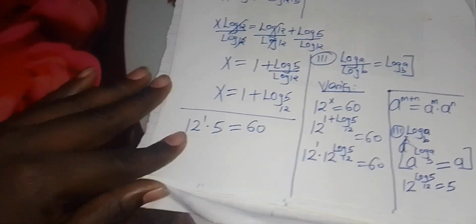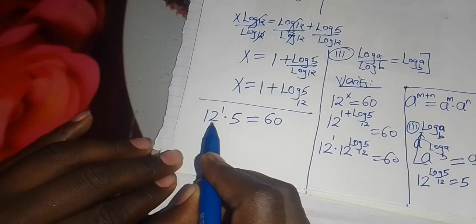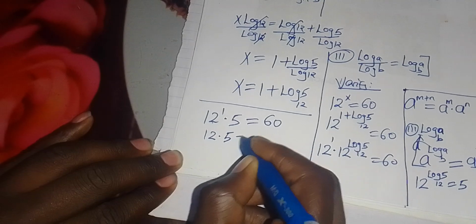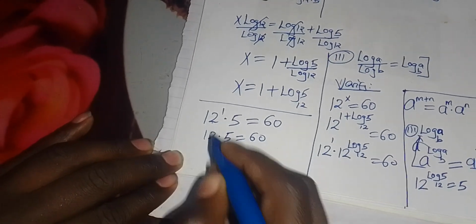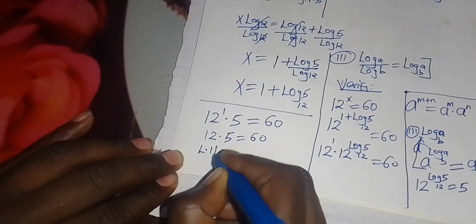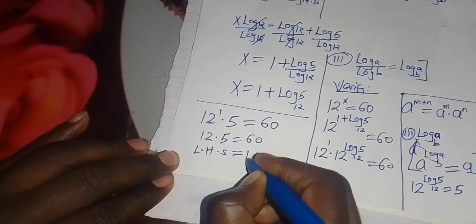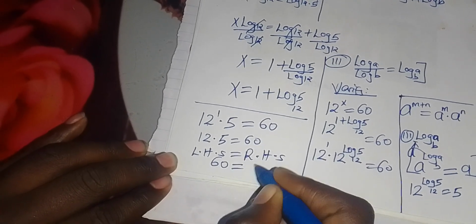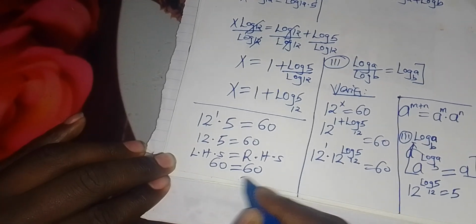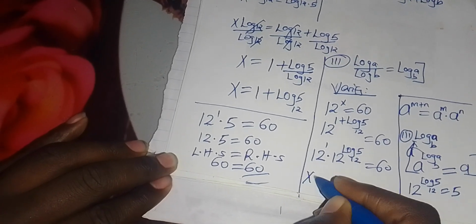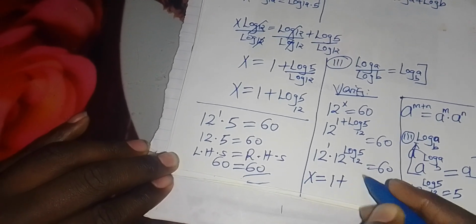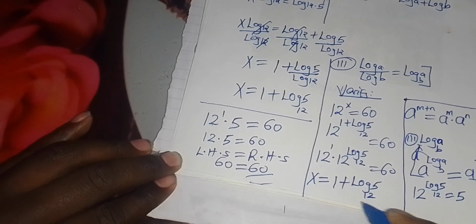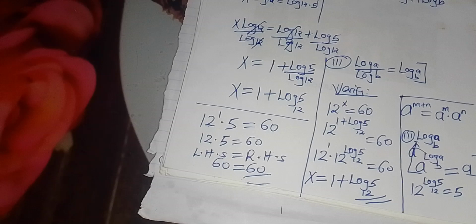As you can see clearly, this is 12 multiplied by 5, which is equal to 60. So the left hand side is equal to the right hand side, which is equal to 60. That means the value of x is 1 plus log 5 to base 12, and that's the correct answer, and that's the proof.